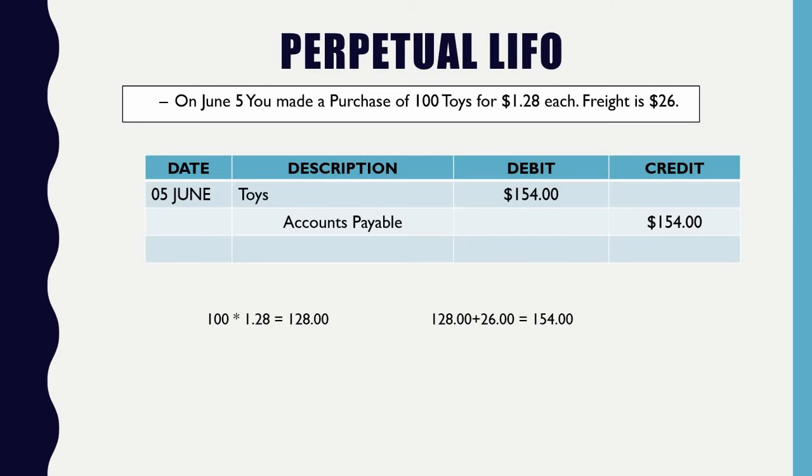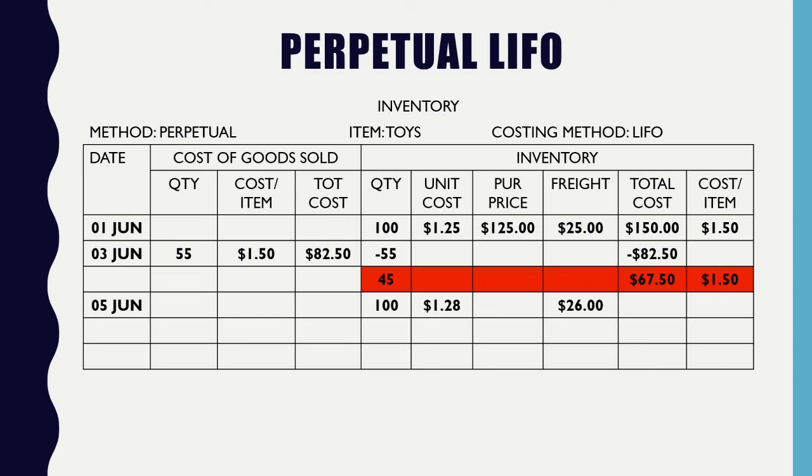So then the next thing that happened was that we end up purchasing another 100 toys at $1.28 with a freight of 26. So pop that in there. 100 units at $1.28 gives you 128 plus $26 of freight gives you a total of 154. We have to keep our batches separate, so it's going to be for $1.54.